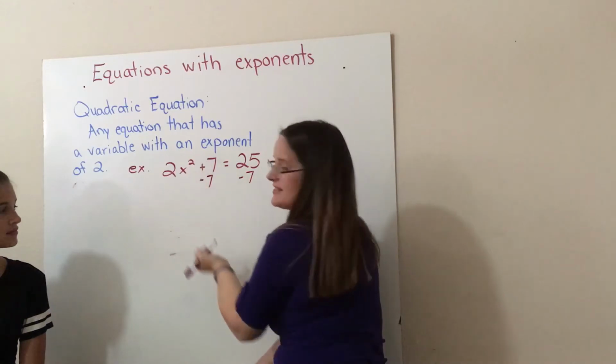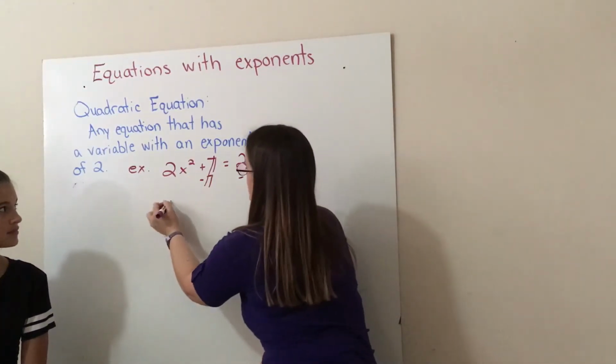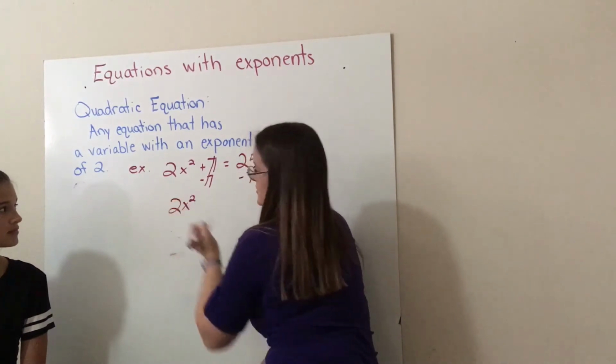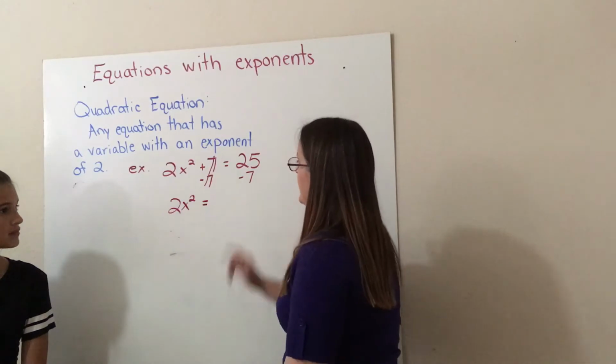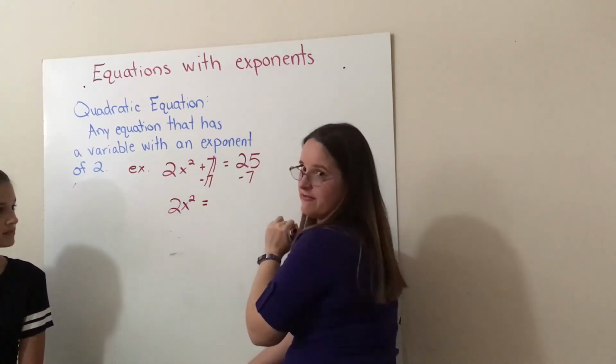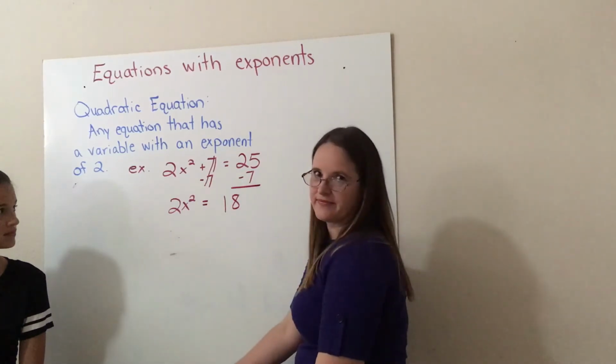So now my plus 7 minus 7 cancels out and it's just equal to 0, but I do still have a 2x squared on the left side of the equation. On the right side of the equation, I have 25 minus 7, which would give me 18.